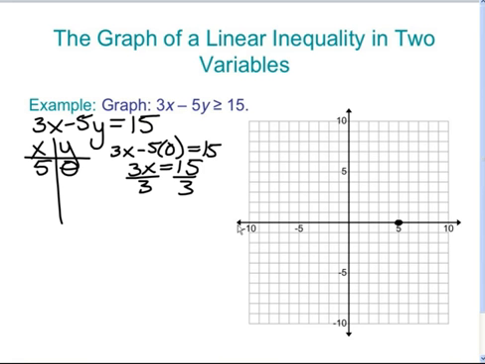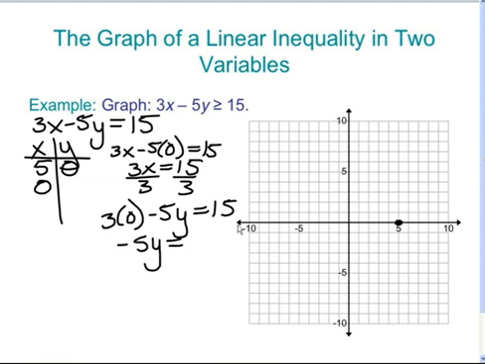For your second point, you're going to plug in x equals 0. So you have 3 times 0 minus 5y equals 15. 3 times 0 is 0. Negative 5y is equal to 15. Divide by negative 5. And you get y equals negative 3. So you're going to take that point and plot it.